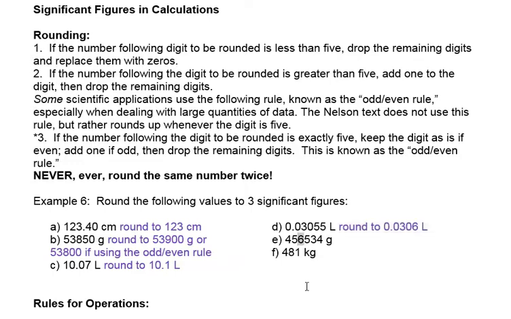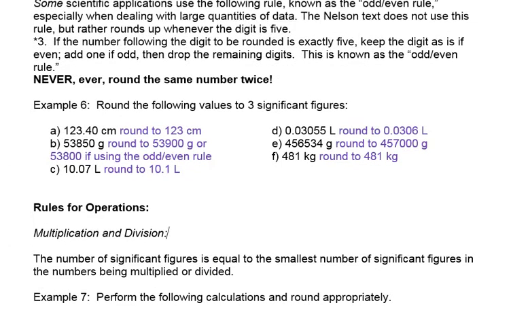Third digit here is the 6. It's followed by a 5, but the odd-even rule does not apply because it's more than 5, right? It's not 500, it's 534. So it's greater than 5. We round that 6 up to a 7. Don't forget to put in those placeholder zeros. The last one already is 3 significant digits. So if you have something that's 3 significant digits and you want to keep 3 significant digits, you just keep it as is.